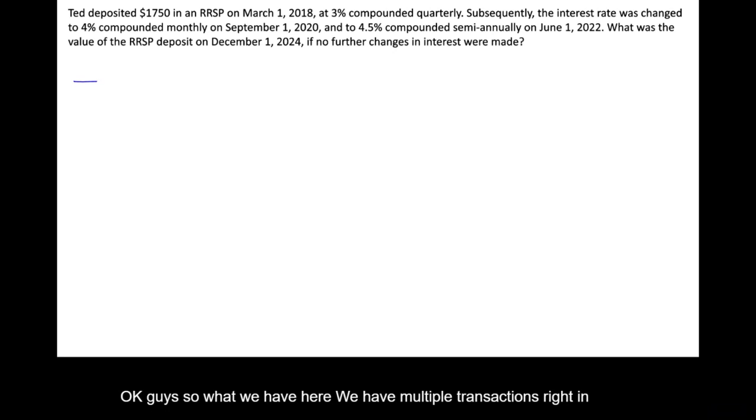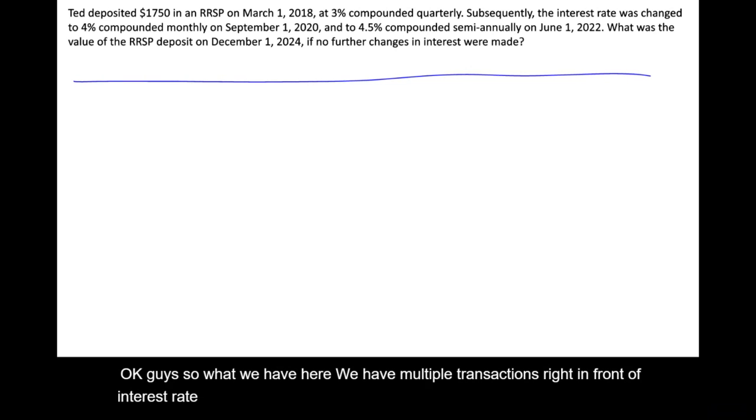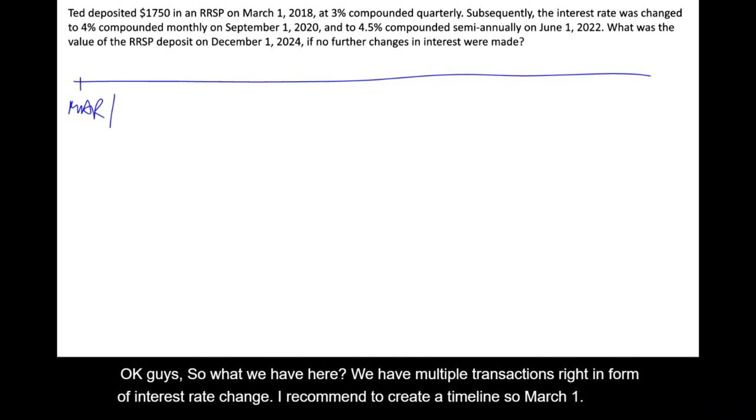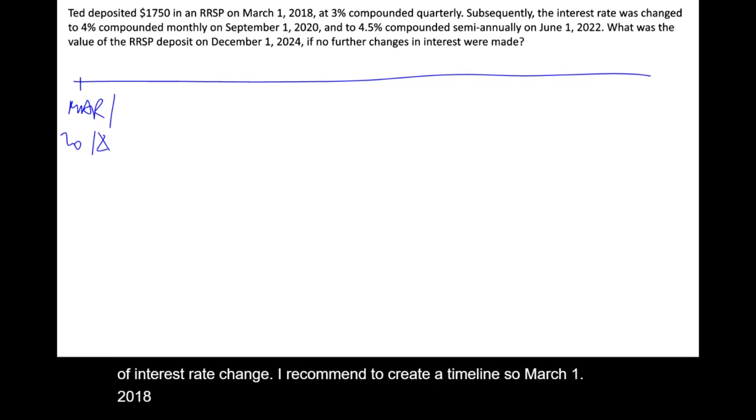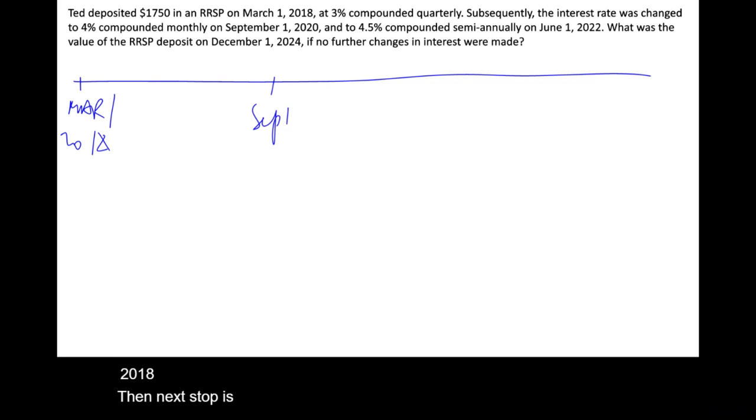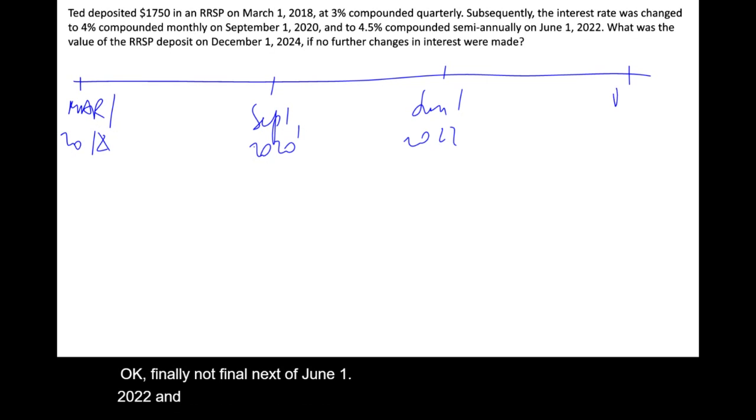Okay, guys, so what we have here, we have multiple transactions, right, in form of interest rate change. I recommend to create a timeline. So March 1, 2018, then next stop is September 1, 2020. Next stop June 1, 2022, and final stop is on December 1, 2024.